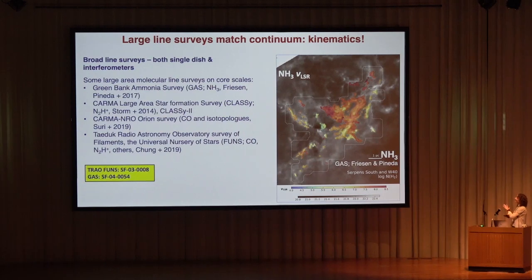So here is the same map, and now the color scale is showing you the line of sight velocity across this region. So this is Serpens South and W40, and you can see that the line of sight velocity actually doesn't vary a huge amount across the entire complex.